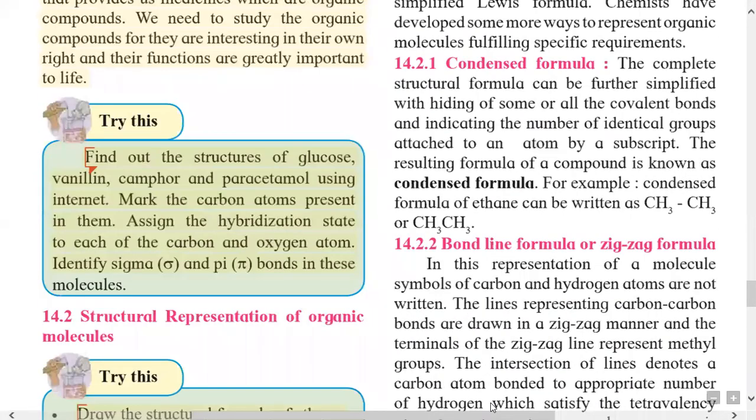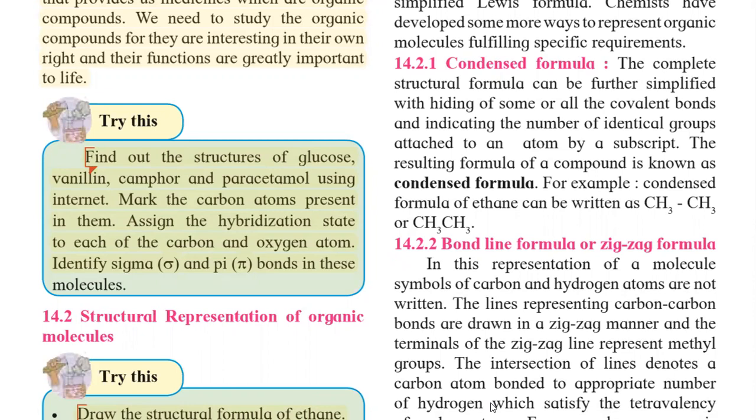It is given to find the structure of glucose, vanillin, camphor, and paracetamol using the internet. The structure of glucose is given in the 12th standard syllabus, in the biomolecules chapter. The structures of camphor and paracetamol you can search on the internet, and all these compounds contain carbon.